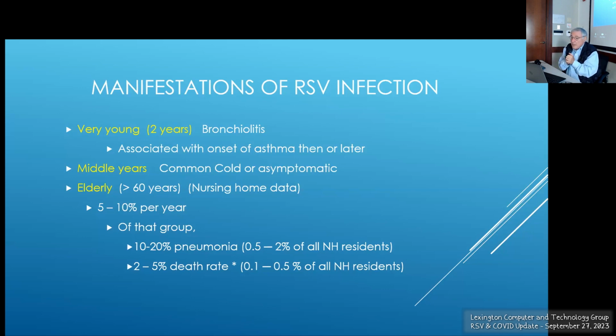And of that group, about 10 to 20% will have some manifestation of pneumonia, whether it's radiographic or clinical, whatever it is, which is 0.5 to 2% of all nursing home residents. And then the death rate is 2 to 5% of that group. So it's 0.1 to 0.5% of all nursing home residents. So it's pretty common. It's common because it's sort of a common cause of death.